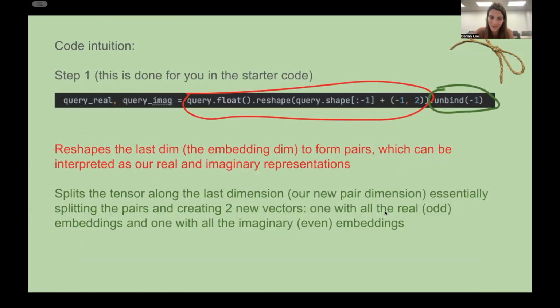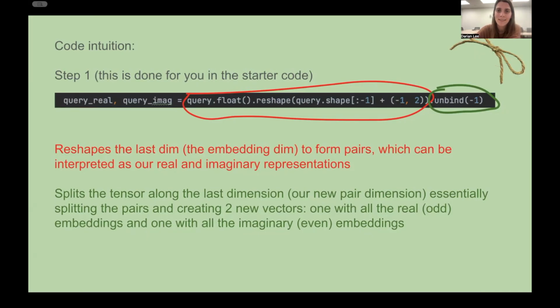So how do we actually do this? If you are doing the same assignment I was doing, you will have a line of starter code that looks like this. Essentially what this is doing is reshaping the last dimension, which is going to be our embedding dim, to form pairs, which can be interpreted as the real and imaginary representations.